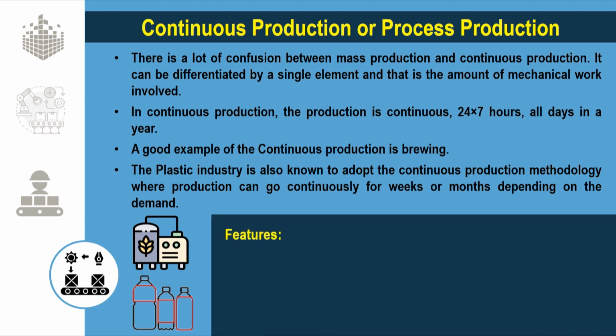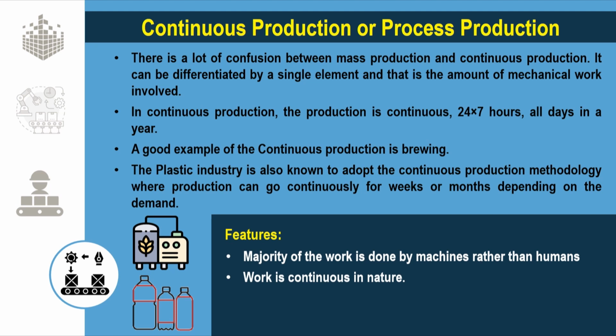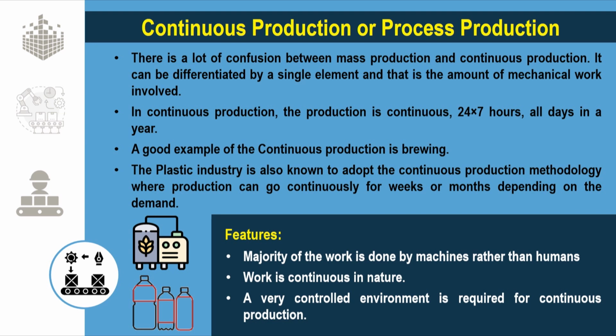The features of continuous production are: majority of the work is done by the machines rather than by the humans. The work is continuous in nature, that means once the production starts, it cannot be stopped, otherwise it will cause huge losses. A very controlled environment is required for continuous production.